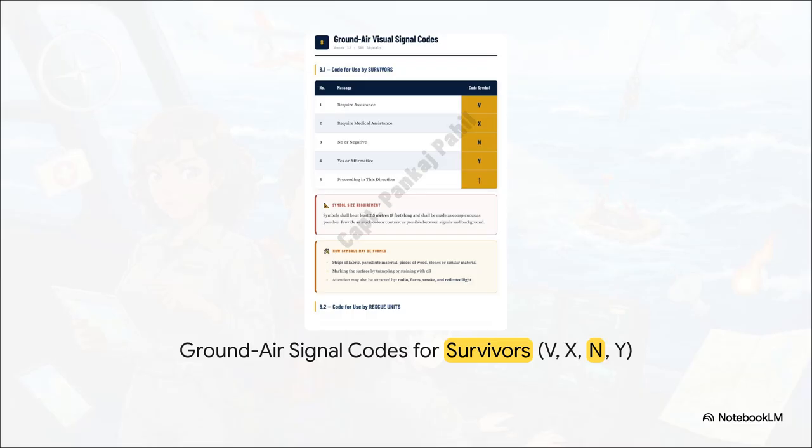Now, looking down at the ground, survivors need a way to communicate with you. The concept is utilizing basic shapes that are easily recognizable from altitude. In application, survivors will construct symbols at least 2.5 meters long, using fabric, wood, or even trampling snow. Your vital exam tip here: memorize these core survivor symbols. V stands for require assistance, and X stands for require medical assistance. I always tell my students, just remember, X marks the spot for a medic.